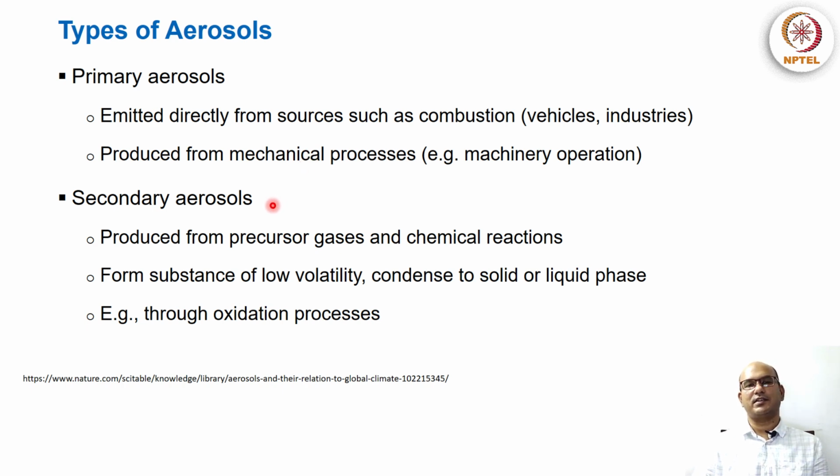Then we have the secondary aerosols, which are not directly emitted, but they are produced from precursor gases and chemical reactions. They will generally form substances of low volatility. When they have low volatility, they will condense into the solid or liquid phase, and these chemical reactions could be, for example, through different oxidation processes that may happen in the indoor environment.